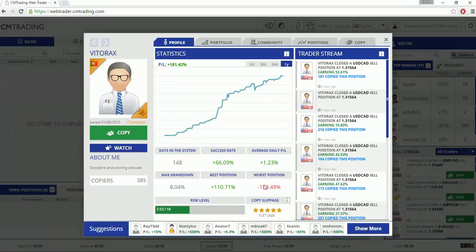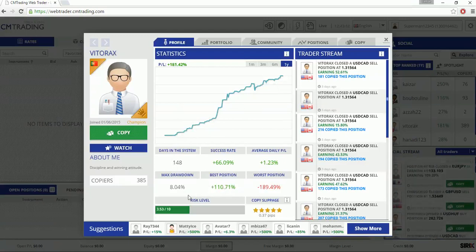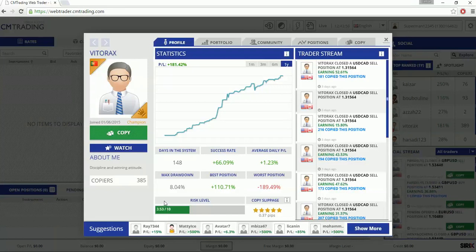Now that ratio there is not bad. I usually like to see that the worst position is equal or smaller than the best position, so that I know the guy takes bigger profits than losses. But if you look across the board at his performance stats on the other areas, really not a bad figure to look at there. And with a risk level of 3.53 out of 10, really, really not bad at all.